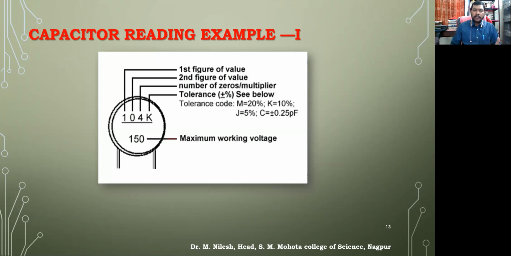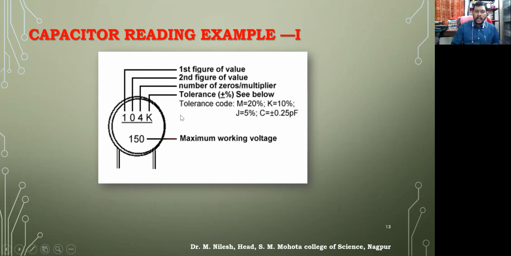So whenever we have a ceramic capacitor, you will be having these sort of numbers written over there. It is mentioned here 104K. So the first figure of value, second figure of value, this is 10, and this is the number of zeros or the multiplier. As we have done in the resistances, the first band, second band, and the third multiplier band. Similarly, we will have these three, and then we have the K. This is for the tolerance, as we have told you.